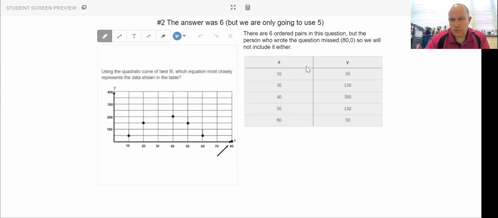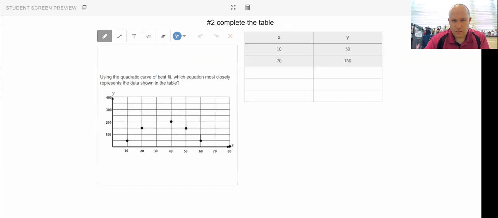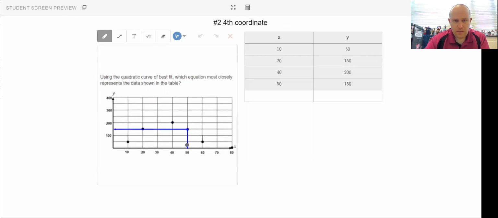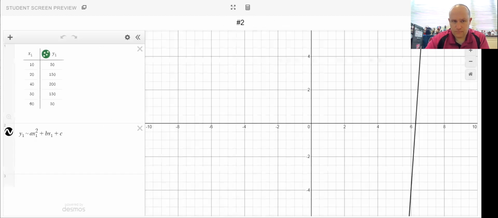So the table should look like this. As I read down, I can see this is 10 and 50. And I think as we move across, actually, it will have some of those other values in for us. There we go. So you can see this third point goes from 40 to 200. This one here goes from 50 and then across to 150. And the last one, 60, and then across to 50.